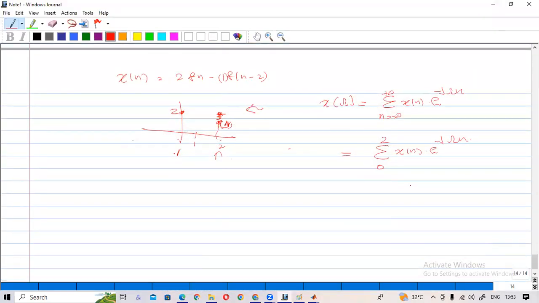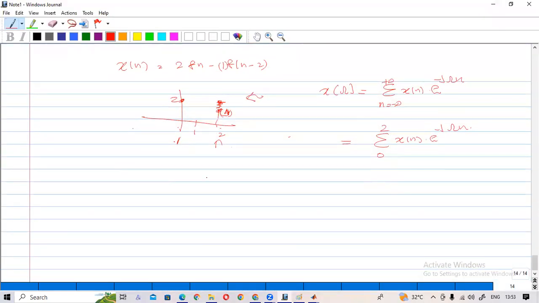Alright. Now this is also very simple. This is even simpler, because you only have to add 2 terms. There you have to add 9 or 10 terms. So here it is very easy.